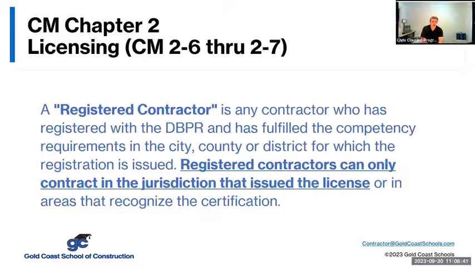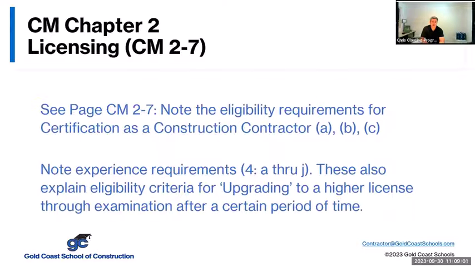A registered contractor is any contractor who is registered with DBPR and fulfilled the competency requirements for the city, county, or district. Registered contractors can only contract in that jurisdiction. So it's much more limiting. And what you're doing here, you're preparing to be certified, which is the way to go. So see page CM 2-7, you can note the eligibility requirements for certification as a construction contractor. And you'll note the experience requirements as well. These explain eligibility criteria for upgrading to a higher license, to exam after a certain period of time.